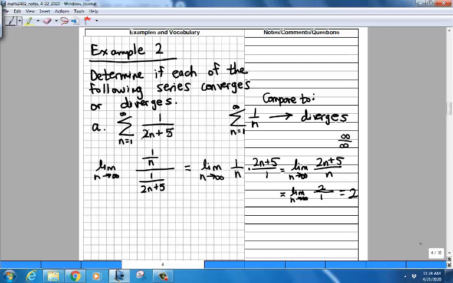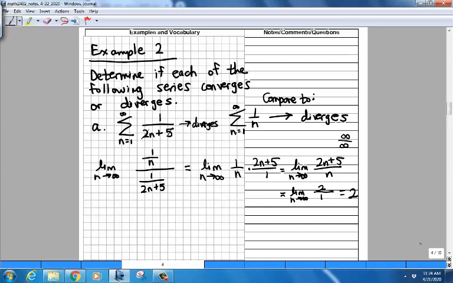That means the limit comparison test worked, because the limit of this quotient was between 0 and infinity. So either both of these series converge or both of them diverge. But since we already know that 1 over n diverges, that means that 1 over 2n plus 5, this series, also diverges. See how easy that was?